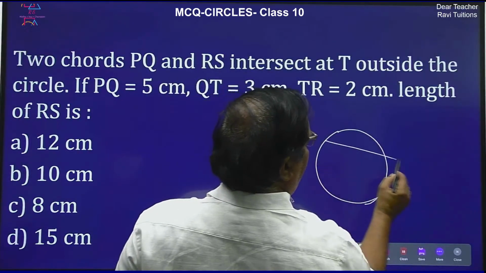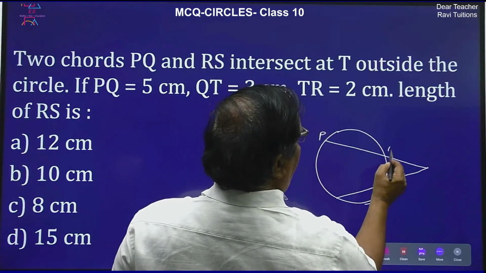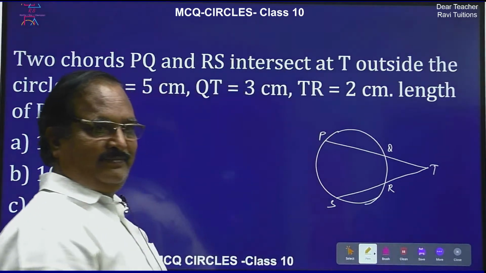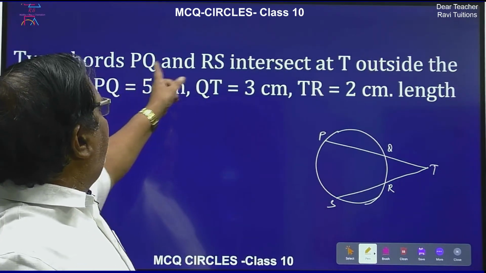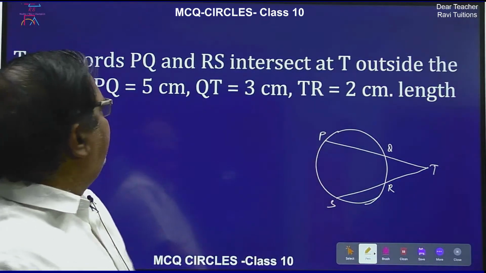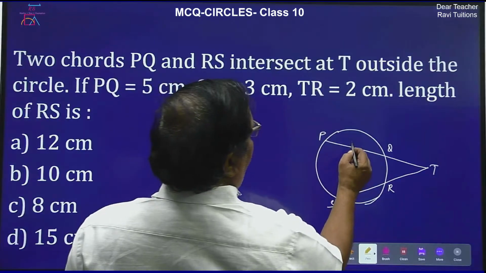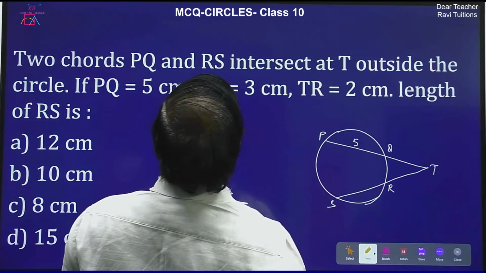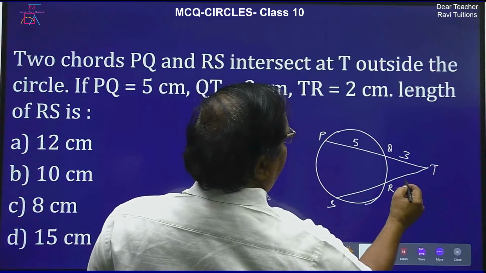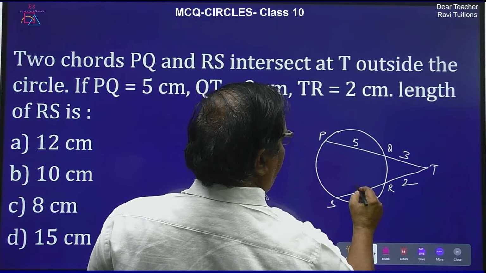This is one chord and this is another chord. These two are meeting at T. Two chords PQ and RS are meeting outside the circle at T. So PQ is 5, QT is 3 and TR is 2, and the length of RS we have to find out, that is x.